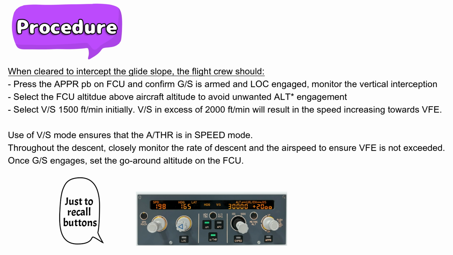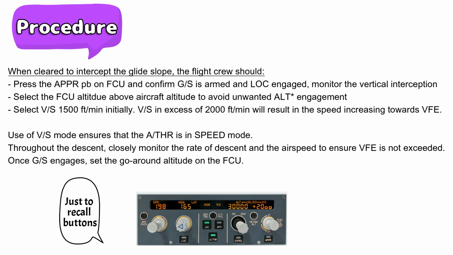Next, set the FCU altitude above the current aircraft altitude. This prevents any unwanted ALT capture during the descent. Then, select vertical speed mode with an initial rate of about 1,500 feet per minute. Avoid using a VS greater than 2,000 feet per minute, as this may cause the speed to increase toward VFE.